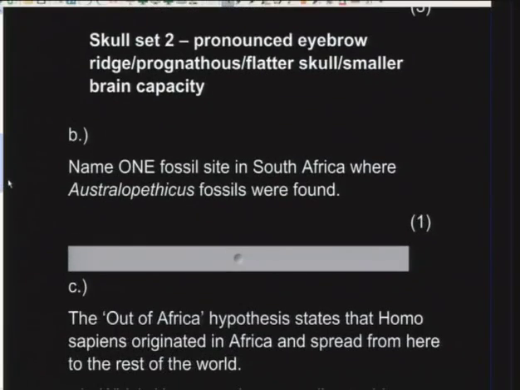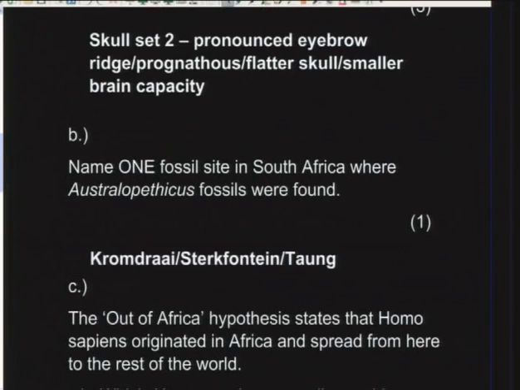Next question says, name one fossil site in South Africa where Australopithecus fossils were found. And the answer is either you say Kromdraai or the Sterkfontein area or Taung. Those are the 2 answers that we can give.